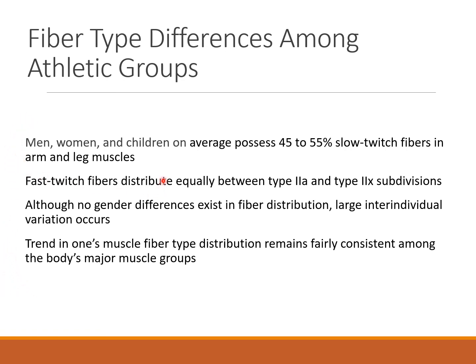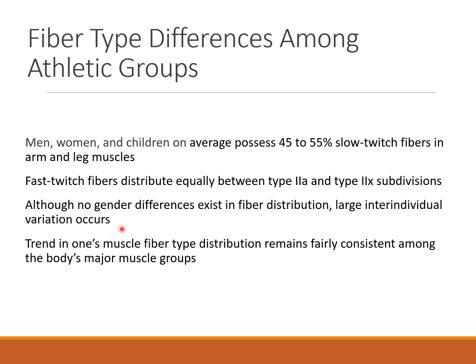So men, women, and children on average possess 45 to 55 percent slow twitch fibers in their arm and leg muscles. When you do have fast twitch fibers, they distribute equally between type 2A and type 2X subdivisions. So you end up getting this blend of 2A and 2X when you do have those fast twitch fibers. Although there are no gender differences that exist in fiber distribution, large inter-individual variation occurs.